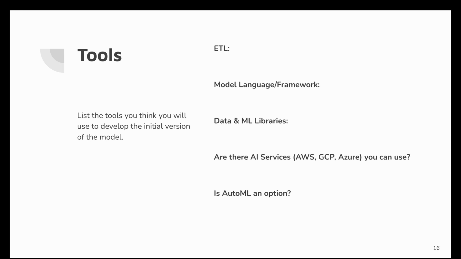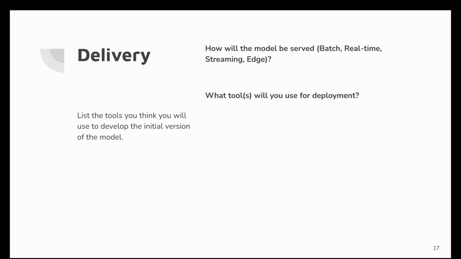First, have your team identify what tools they're going to use for ETL, model language, and data and ML libraries. Think about if there are any tools you can use from AWS, GCP, or Azure that will accelerate the delivery of your initial model. Also, consider if AutoML is appropriate for your initial problem. Second, identify how your model will be served and what tools will be used for deployment.